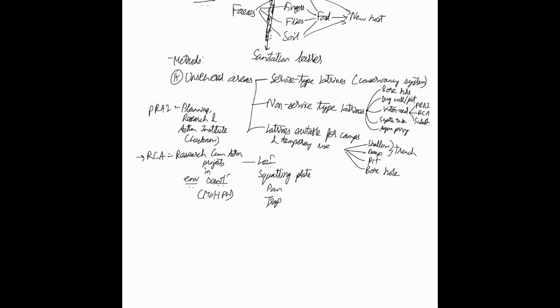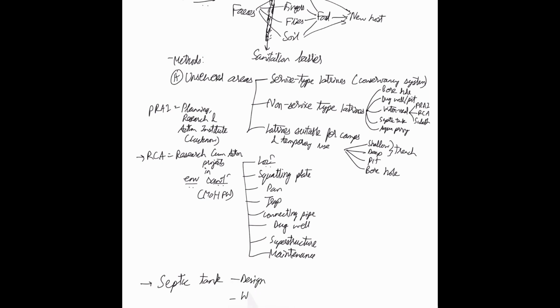The RCA latrine is discussed a bit in detail in this book. So we have to know the location, the squatting plate, pan, trap, connecting type, dug well, and the superstructure and how its maintenance is carried out. Even for a septic tank, we have to know the design, working, operation and maintenance. Of course, for all the latrines, we need to know the diagram as well.